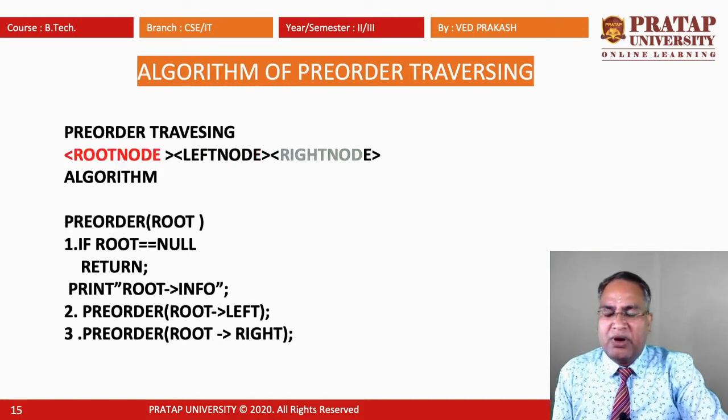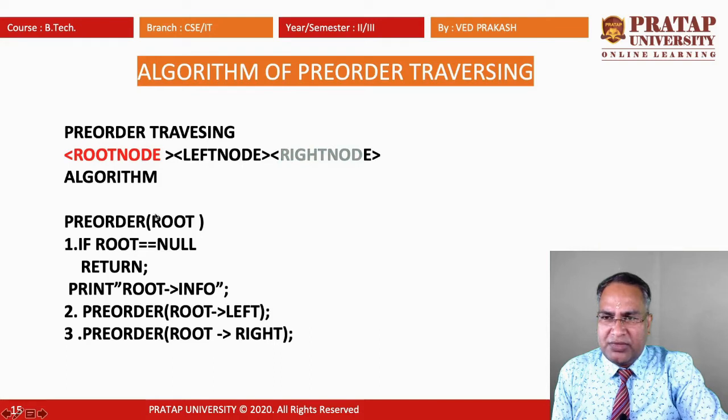Next one is pre-order traversing. In pre-order traversing, we first process the root, then the left node, then the right node. So this is basically the sequence of accessing the nodes in the pre-order process.